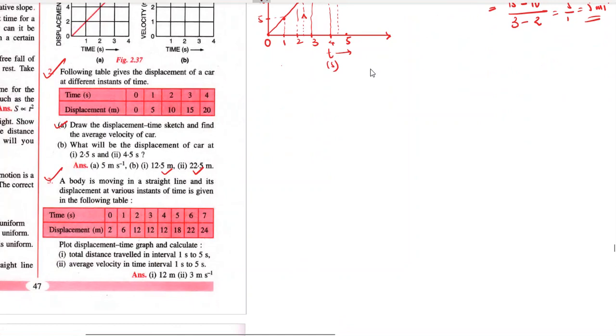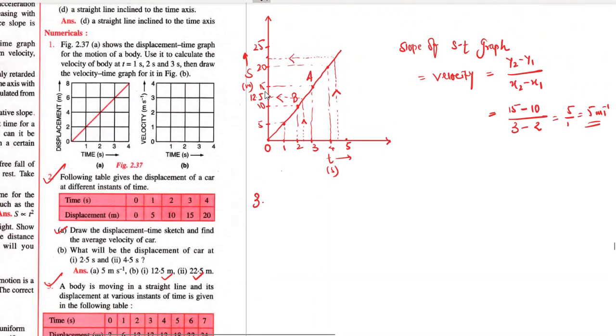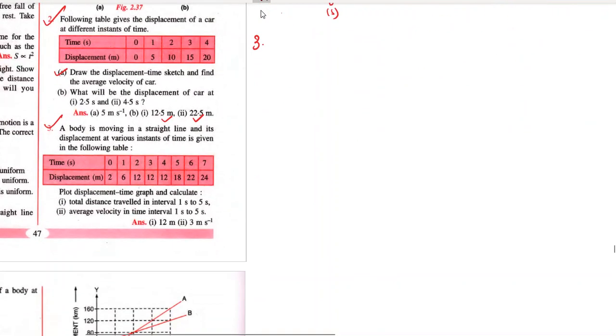Question number 3. I hope you understood question number 2. Question number 3. Let's go ahead. A body is moving in a straight line and its displacement at various instants of time is given in the following table. Okay, so I can see different displacements. So I will draw a displacement time graph.